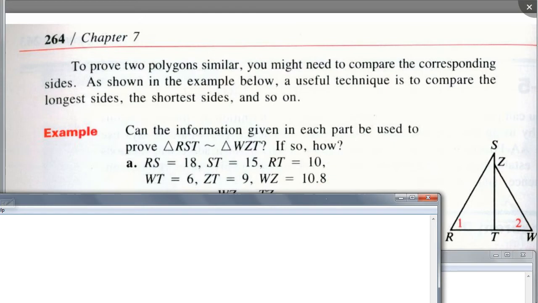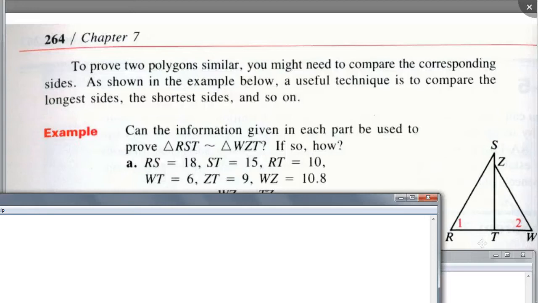Okay. If I have this triangle on the right side, they tell us that RS is 18, ST is 15, RT is 10. And then the one on the right, WT is 6, ZT is 9, and WZ is 10.8. Could we show that these two triangles are similar, just having this information? What do you need to show if they are similar? Using which property or theorem that we just learned? Josh? Side, what? Similarity theorem, right? Does it work? Well, we have to verify.